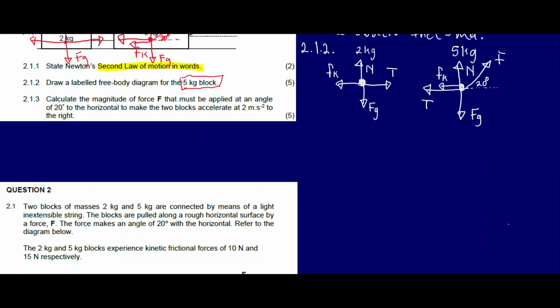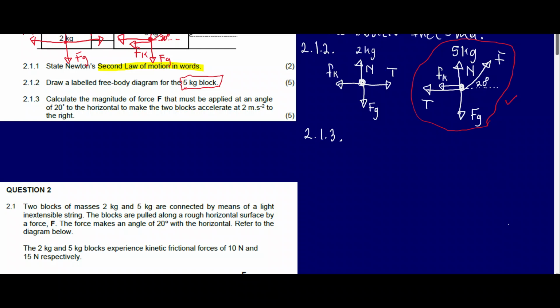So that's what we have over there, and I think we can go down and take a look at the following question. But for this question specifically, it was looking for the 5 kg block, so we would draw only this one. So pay attention to which block they want the free body diagram for. And I think you would have gotten the full 5 marks there, because you would have indicated all the labels. You would have labeled your forces.